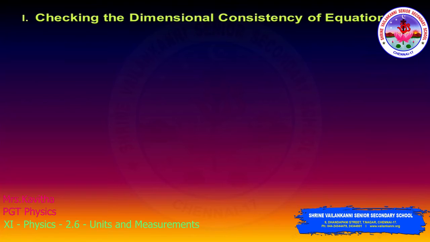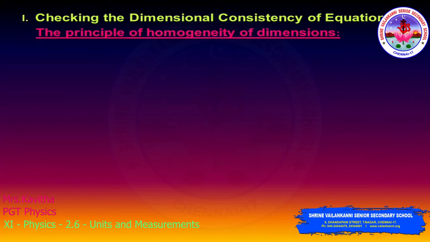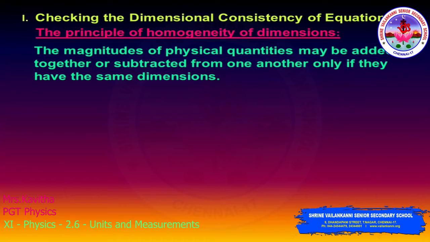Checking the dimensional consistency of equations. According to this principle, a physical equation will be dimensionally correct if the dimensions of all the terms occurring on both sides are equal. This principle is based on the fact that only physical quantities of the same kind can be added, subtracted, or compared.